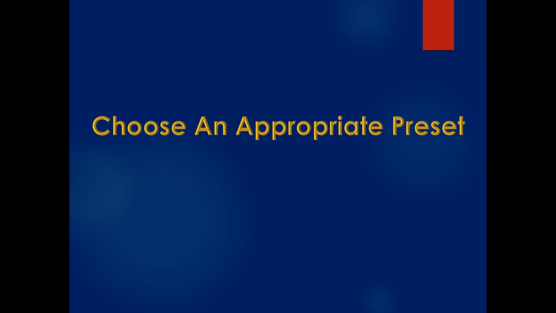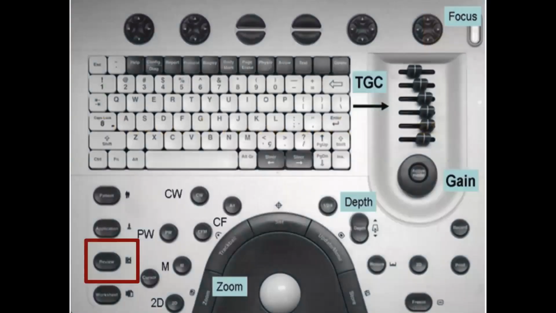For example, if you are in an abdominal preset, why would the machine show you a CRL? Why would the machine show you a BPD measurement? By choosing an appropriate preset, you are telling the machine that you are going to scan this patient. For example, in an early pregnancy scan, only then will the machine give you an option to measure a CRL. Okay, so use an appropriate preset.